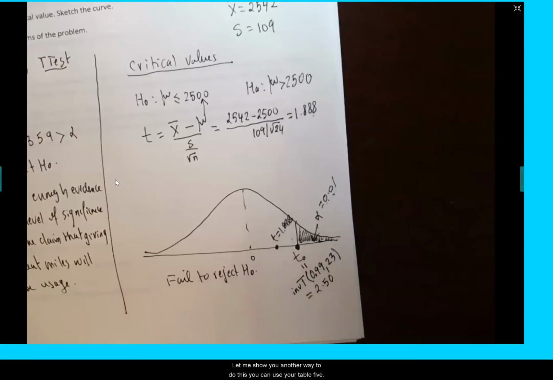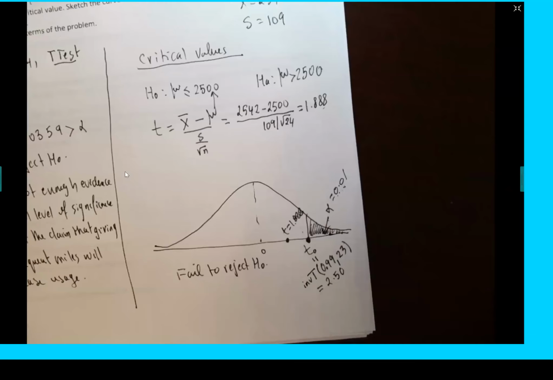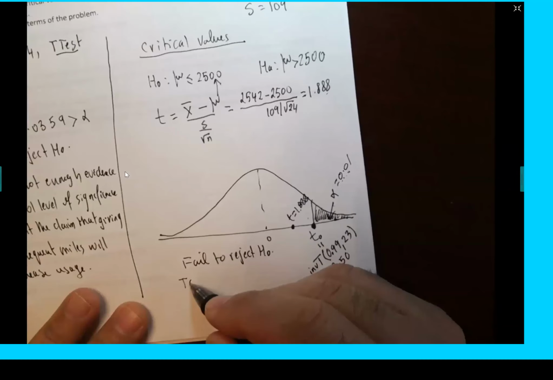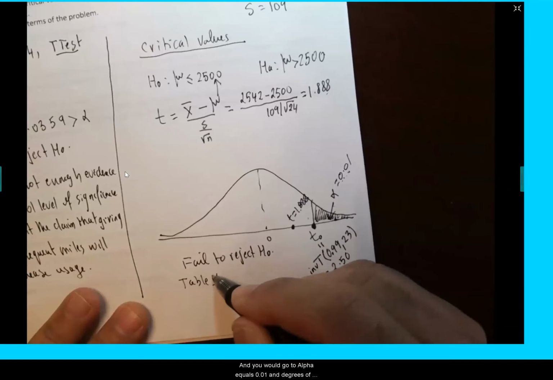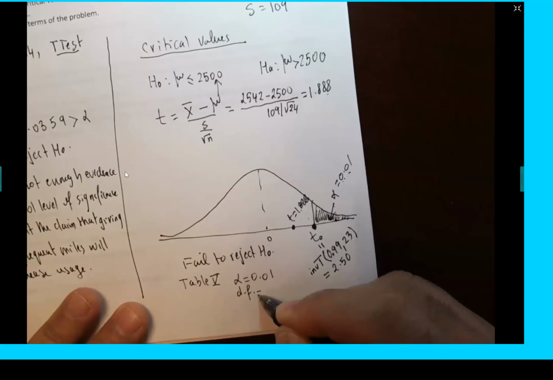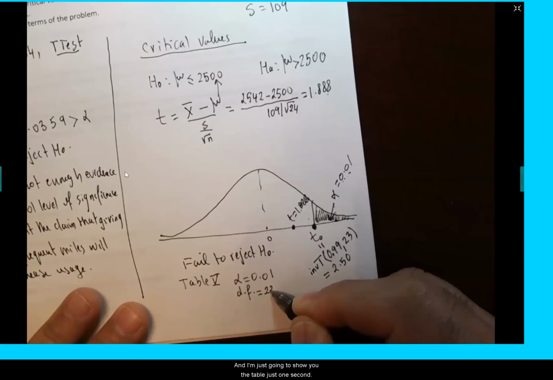Let me show you another way to do this. You can use your table 5, which you already should have a copy of. And you will go to alpha equals 0.01 and degrees of freedom equals 23. And I'm just going to show you the table. Just 1 second.